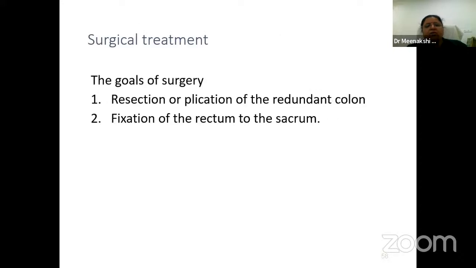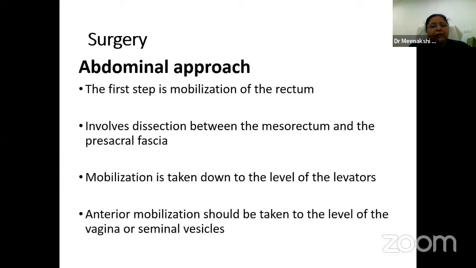Now, when we think of a surgical management, then the goals of surgery are, whenever there is a redundant sigmoid colon, we have to resect or do the plication of that redundant colon. And another important point is we have to fix the rectum to the sacrum. So these are the two important goals of surgery. And there are two approaches for this surgery. We can go ahead with the perineal approach. We can go ahead with the abdominal approach. Pros and cons of every approach are there.